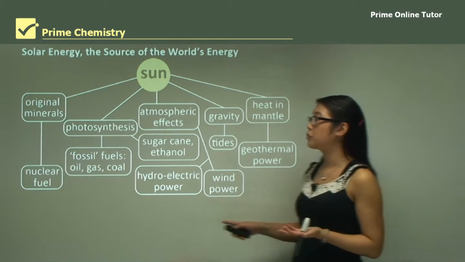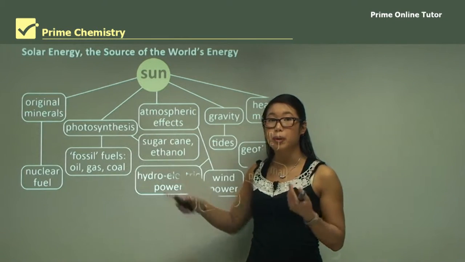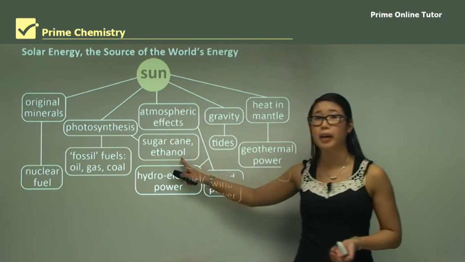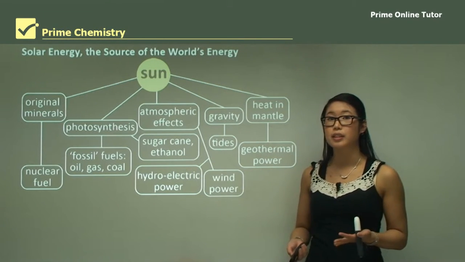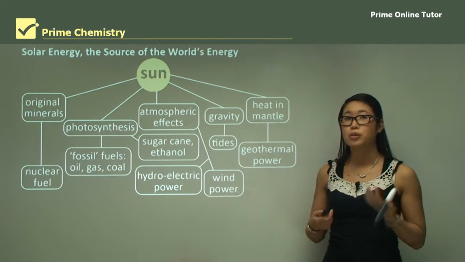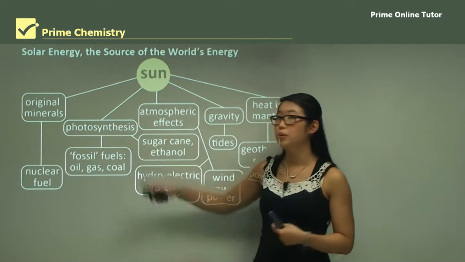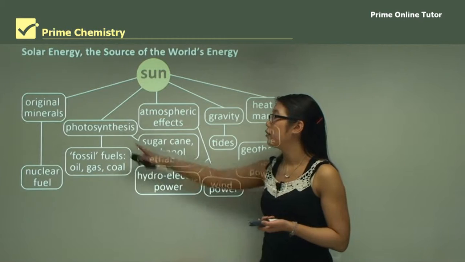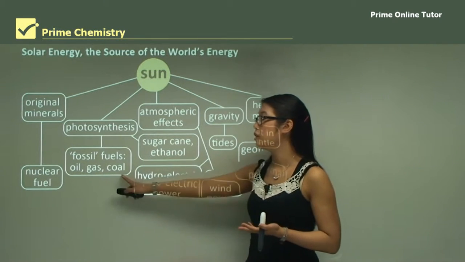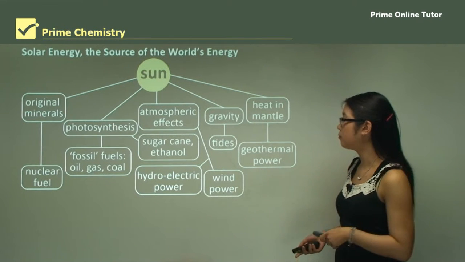Another one was photosynthesis we just did. So the sun is used by plants to make sugars. The sugars we can then use to make ethanol, and as we know, ethanol is combustible and it's an energy fuel, so we can use ethanol to power cars. Photosynthesis was also used by plants millions of years ago, and when they died, they can form fossil fuels, such as oil, gas, and coal, and now we use them as fuels.